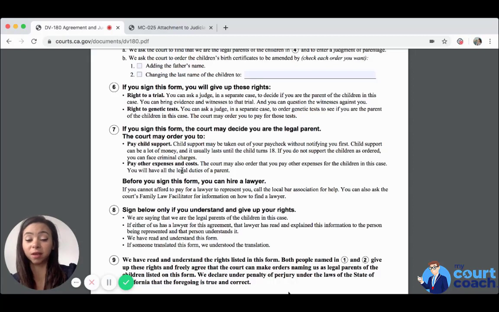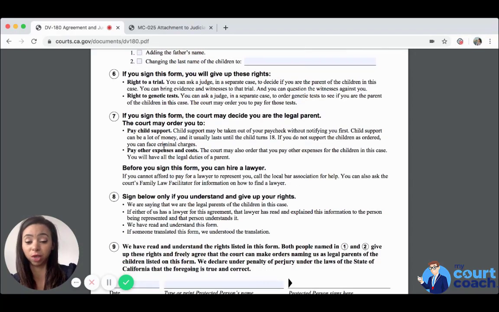Pay other expenses and costs. The court may also order that you pay other expenses for the children in this case. You will have all the legal duties of a parent. So this is some of the things that you're going to be obligated to do when you are found to be the parent of the children or child. Now, before you sign this form, you can hire a lawyer.